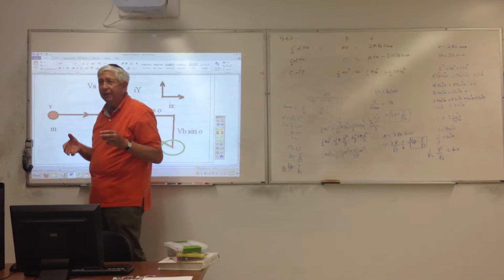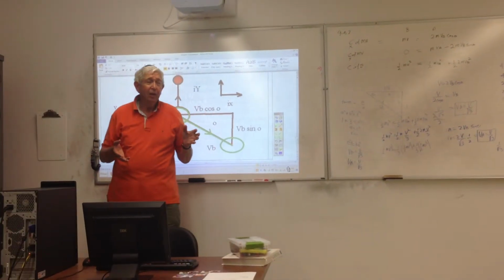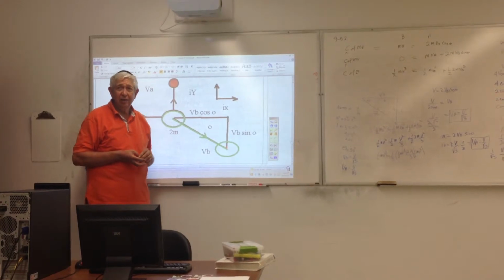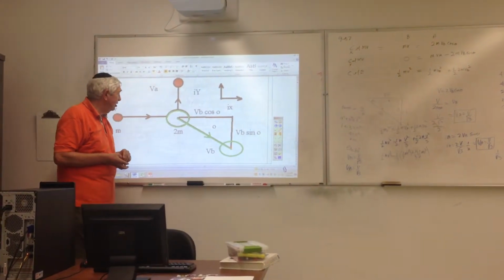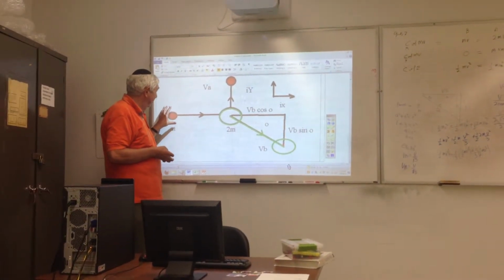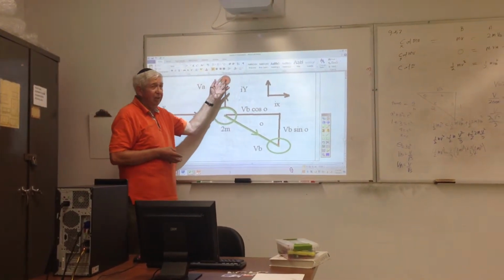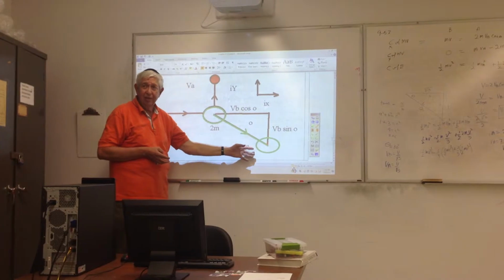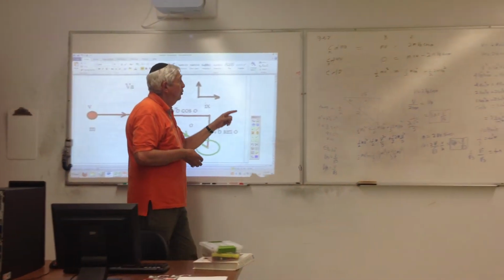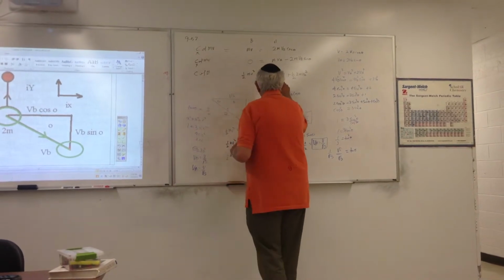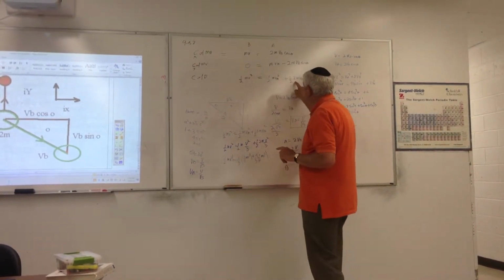Because this is a perfectly elastic collision, we have to use conservation of energy. Conservation of energy says the energy that we start with has to equal the energy that we finish with here and here. So it's 1/2 mv squared equals 1/2 mva squared plus 1/2 2m vb squared.